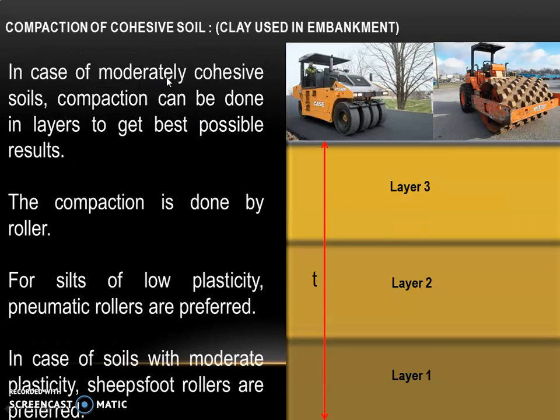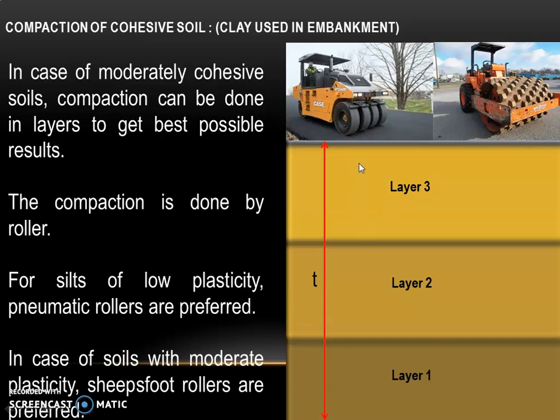For cohesive soil, compaction is done in layers. Here we can see that the soil is laid in 3 layers. After laying first layer, it is compacted using roller. On top of it, layer 2 is laid and then it is compacted, which is again repeated for layer 3.